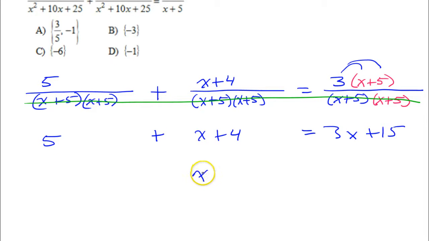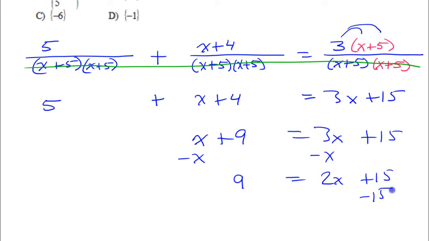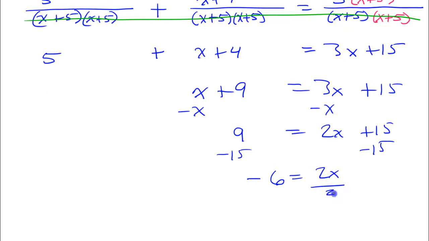So, combining like terms, I have x plus 9. I'm just combining the 5 and 4, is equal to 3x plus 15. Subtracting x from both sides, that leaves 9 is equal to 2x plus 15. Subtracting 15 from both sides gives me 2x equals negative 6. Then dividing both sides by 2 gives me x is equal to negative 3.